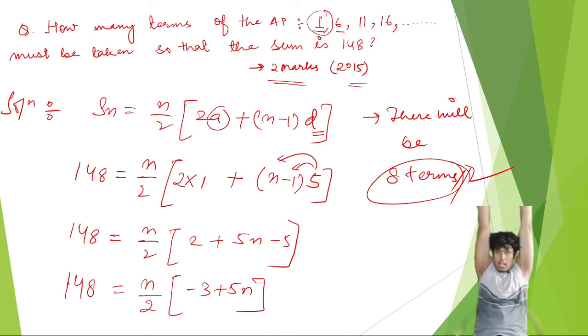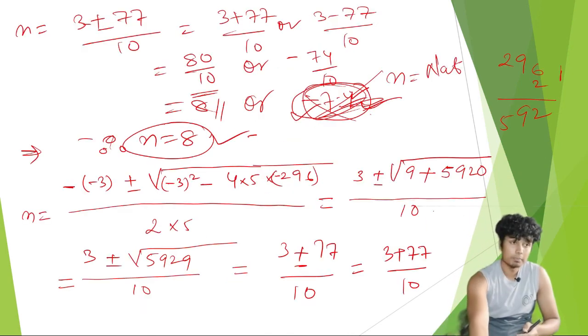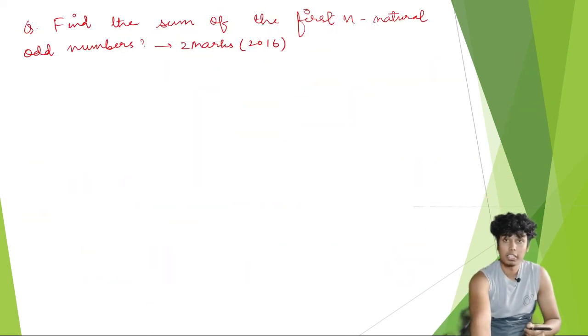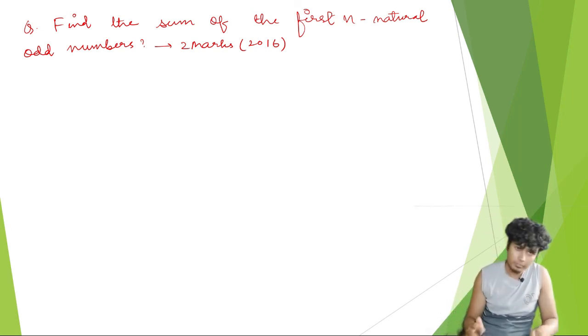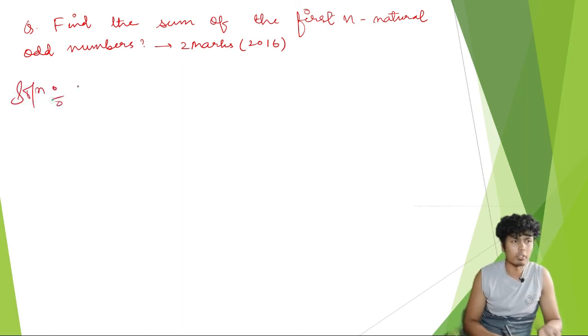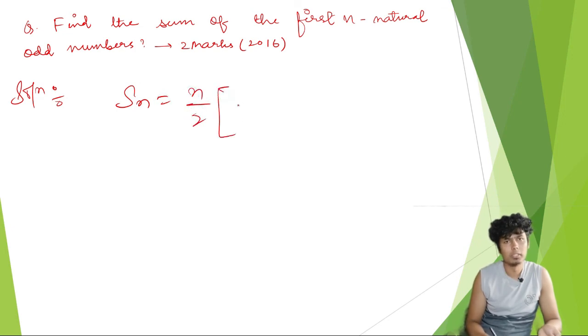Okay, so let us move forward and do another question. What will be our next question? Find the sum of first n natural odd numbers. Same question, similar type of question. First, write down the formula. Sn is equal to n divided by 2, 2a plus n minus 1 d.